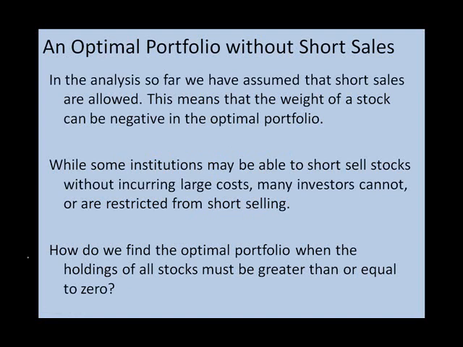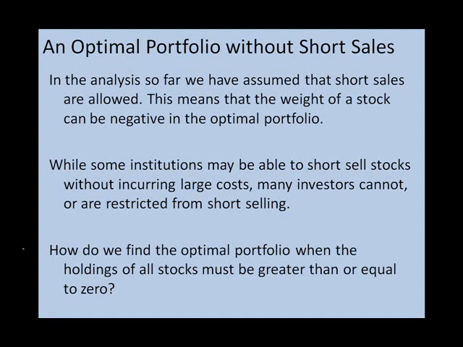In the last video, we calculated the optimal portfolio, but we assumed that short sales are allowed, which meant that the weight on a stock could be negative in the optimal portfolio. While some institutions may be able to short sell stocks without incurring large costs, many investors cannot, or indeed are restricted from short selling. Most mutual funds are unable to short sell stocks. How do we find the optimal portfolio then, if the holdings of all stocks must be greater than or equal to 0?